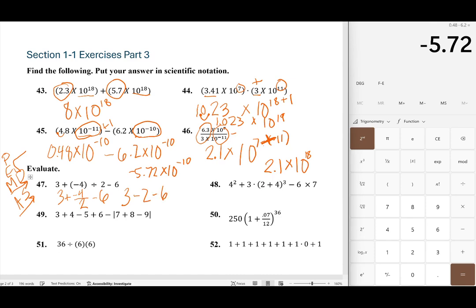And now we have just subtraction, so we're going to go left to right. 3 minus 2 is 1, minus 6 is negative 5. That's our answer for number 47. Let's move on to 48.